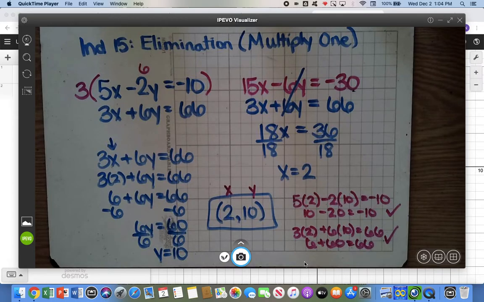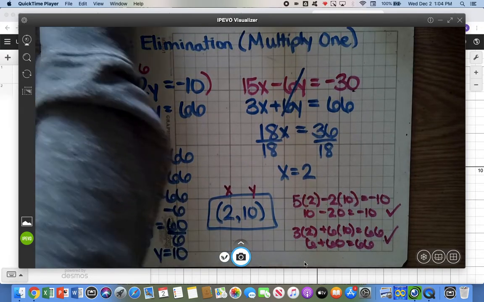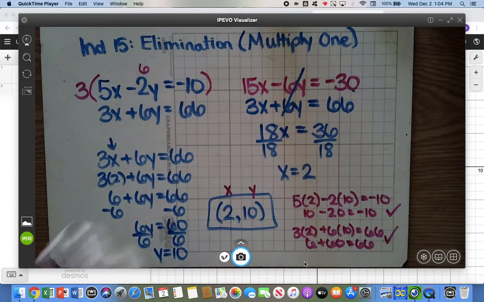So let's do a couple more where we have to multiply. The easiest way is you just look at your numbers and ask yourself, does 5 go into 3? No. Does 2 go into 6? Yes. So that's the one you're going to multiply. So we'll do a couple more.